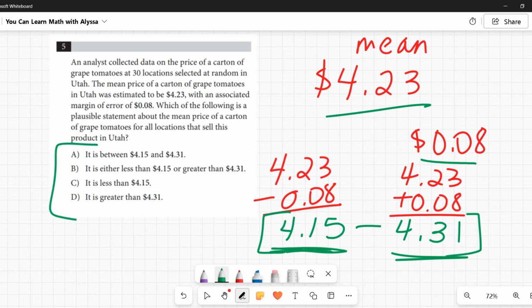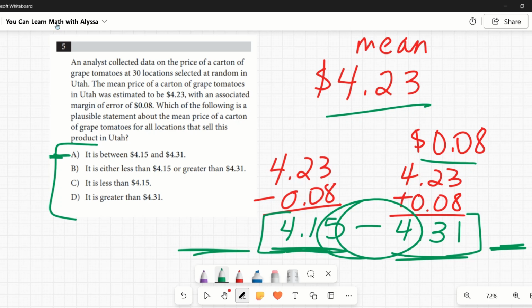A, it is between 415 and 431. That looks like our answer, but let's look at the others just to be sure. B, it is either less than 415 or greater than 431. Nope. It is not down here or up there. It is right here in the sweet spot in between them.